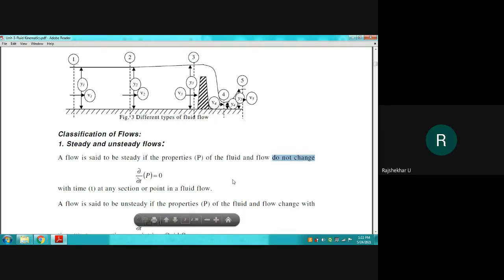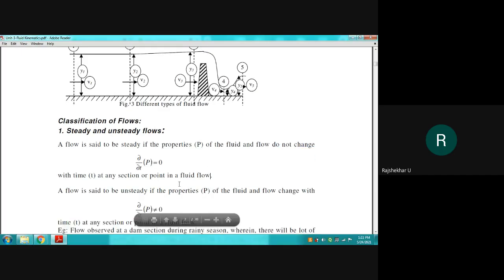That is the definition of unsteady flow. Okay. And how is it written in the form of an equation? Here you can see dou by dou t. Here P indicates properties of fluid. Dou by dou t with respect to P. If you differentiate, it will be 0 because we are considering the properties are not changing.